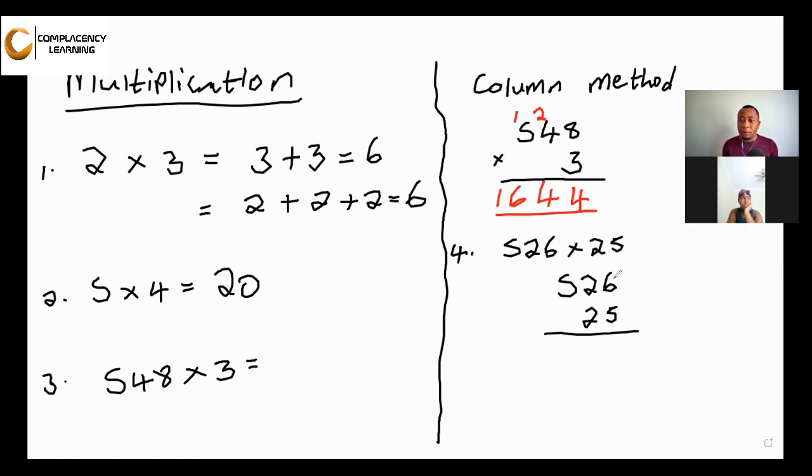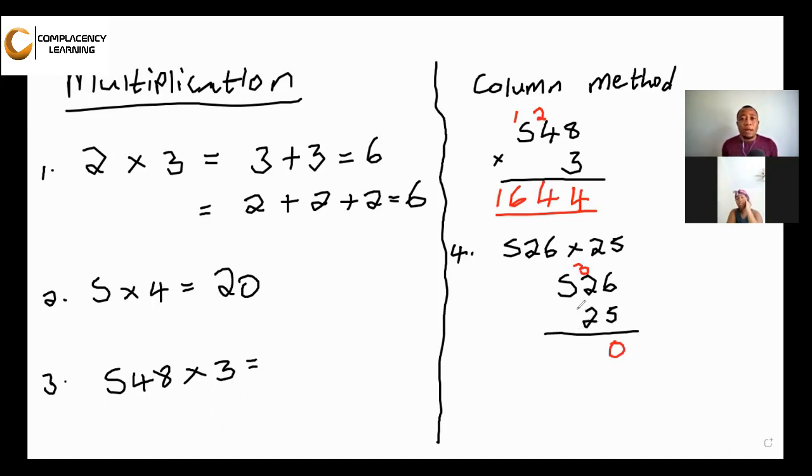Which means I'm gonna say 6 multiplied by 5. What's 6 times 5 gonna give me? It's going to give me 30, right? I'm gonna put the 0, and then I'm gonna put the 3. Must remember, I need to multiply all of them by 5, by the unit, before I can multiply them by the tens, right? By the tens, I'm talking about the 2, right?